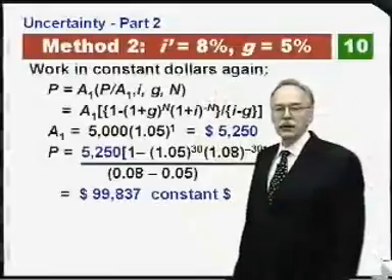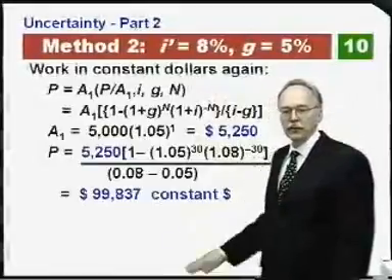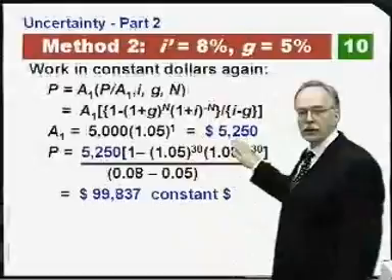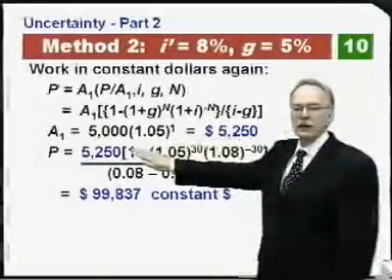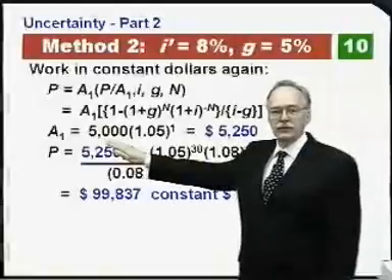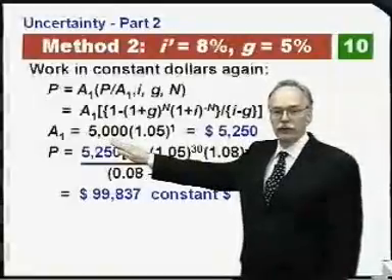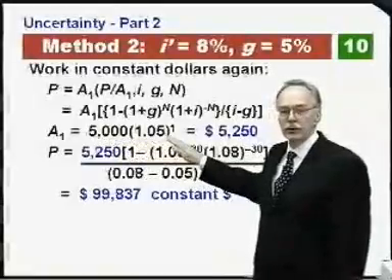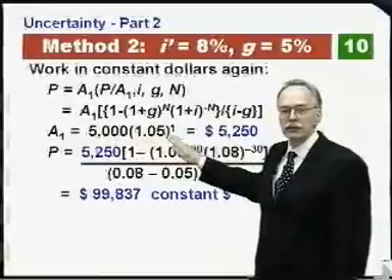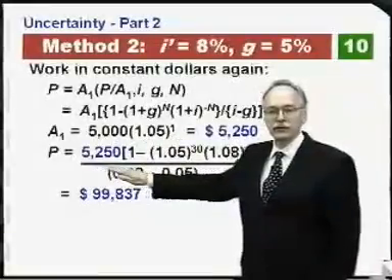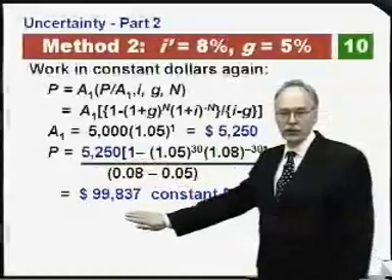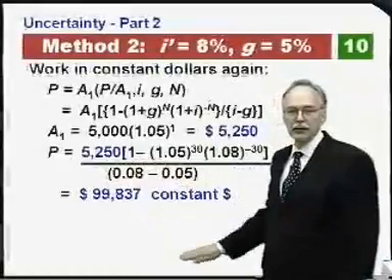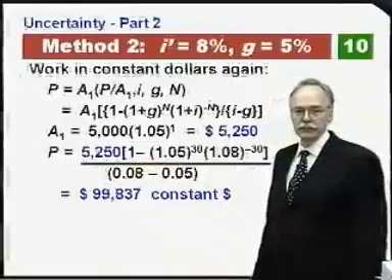We're going to work in constant dollars again, using the geometric series formula. Now, the A1 is 5,250 because it started out at 5,000. If we didn't have any salary growth rate over and above inflation, we're getting 5% over and above inflation salary growth. So we're going to put in 5,250 in constant dollars in the first year. The constant dollar present worth of this series is 99,837.